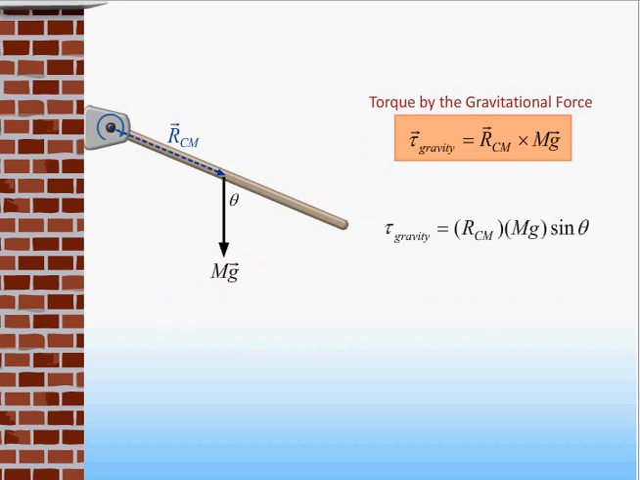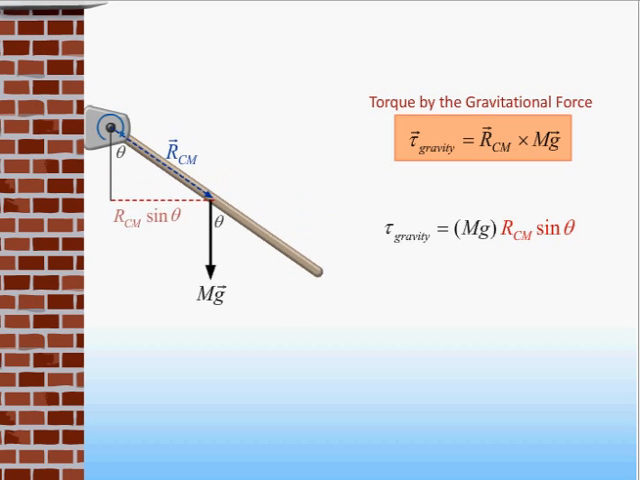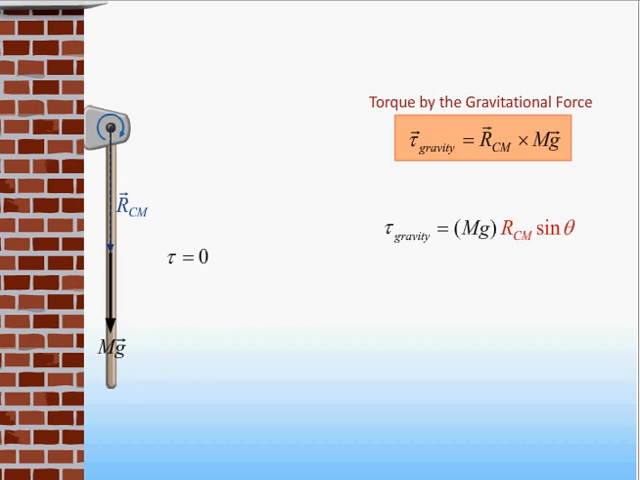Since the weight always points down, the product of R_CM and the sine of this angle will always be equal to the horizontal displacement of the center of mass from the rotation axis. In other words, the magnitude of the torque on some object due to gravity about any rotation axis is just the weight of the object times the horizontal distance that the center of mass is displaced from a vertical line through the axis. This result makes sense. For example, the torque due to gravity will be zero if the center of mass is directly below the axis. The object will just hang there without moving.